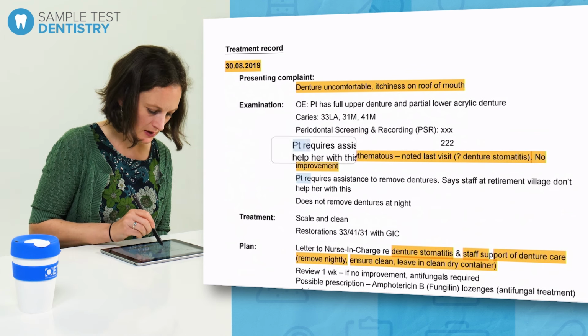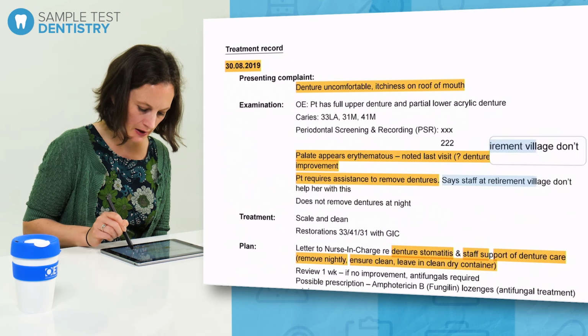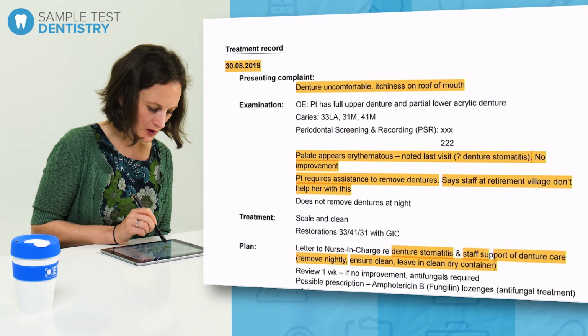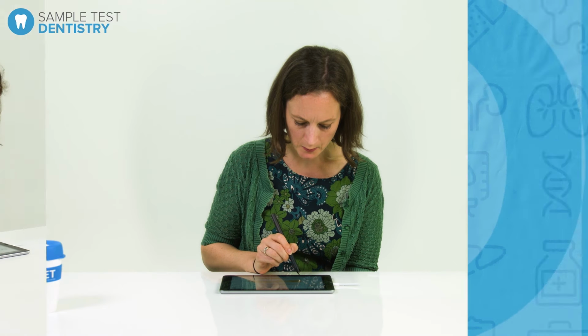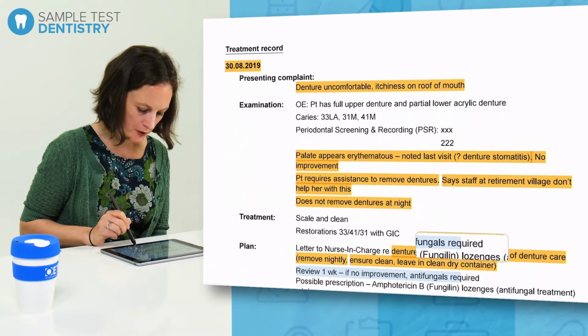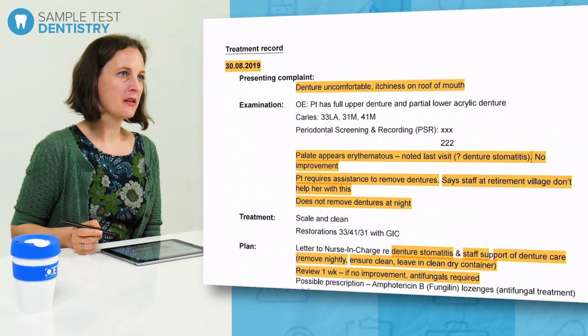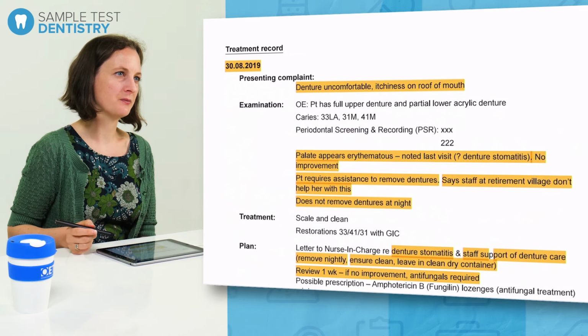The patient mentions that she requires assistance to remove her dentures, but says that the staff of the retirement village don't help her with this, and therefore she is not removing her dentures at night. The treatment section doesn't relate to the dentures, but in the plan section, the dentist mentions that they will review in 1 week, and if there is no improvement, that antifungals may be required. The type of prescription is not relevant at this point, so can be omitted.